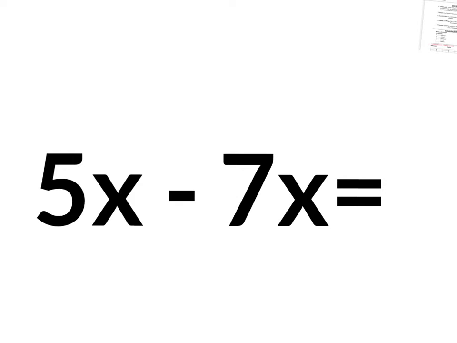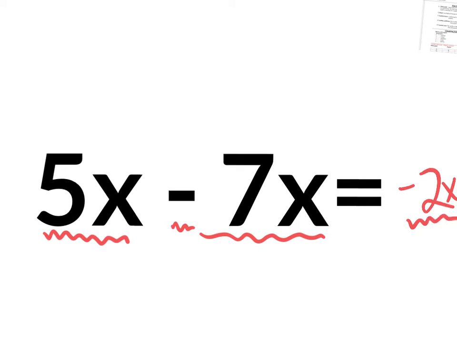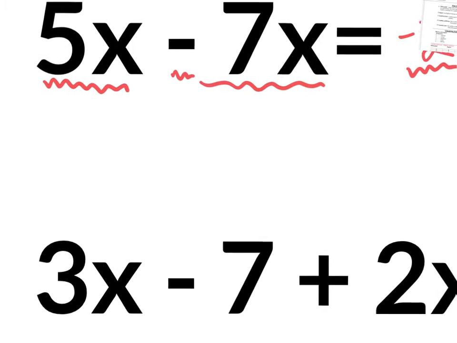Absolutely, negative 2x. Ladies and gentlemen, all we're doing is combining like terms. It's like I have 5 of these dollars, I owe 7 of these dollars, so I can't pay you completely off, I still owe $2, right? It's combining like terms. All right, let's try this next one.